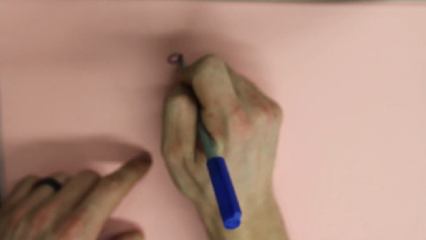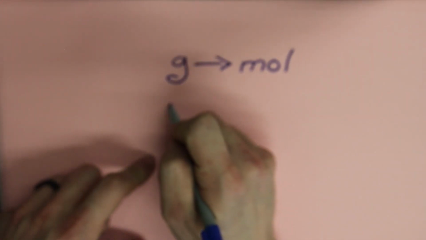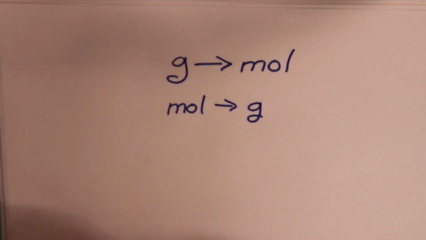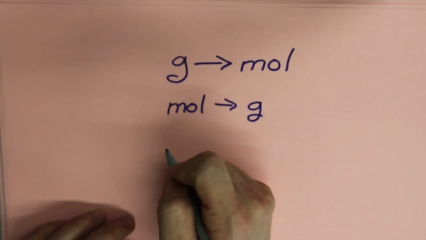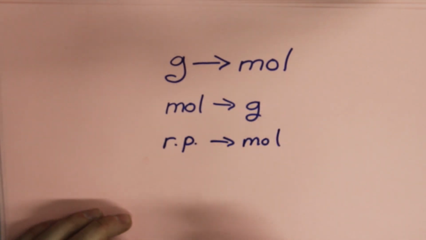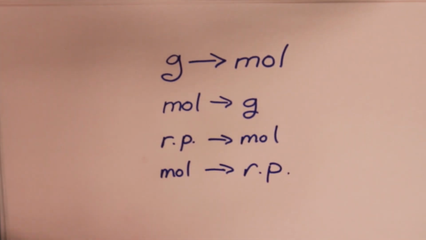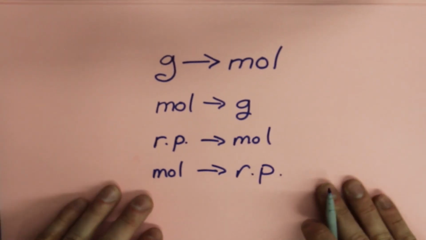But anyway, so far we have gone from grams to moles. And we've also gone from moles to grams. Next we've gone from representative particles to moles, and we went from moles to representative particles. Now, I'm going to go through a few problems with these, and then I'm going to come back to this sheet.